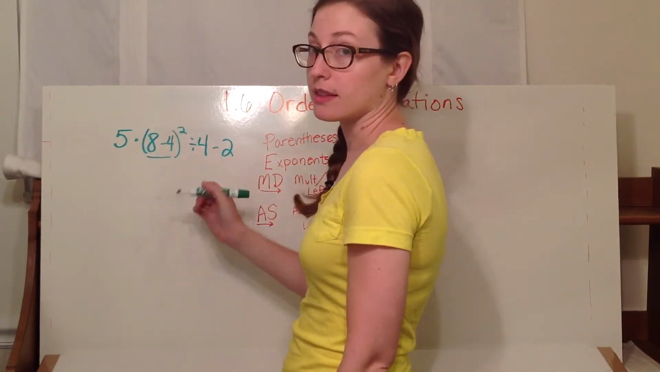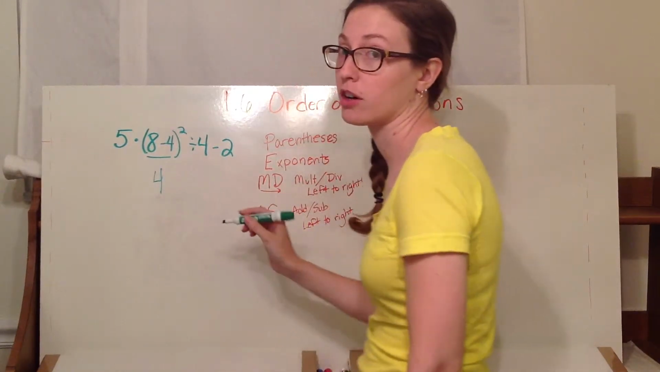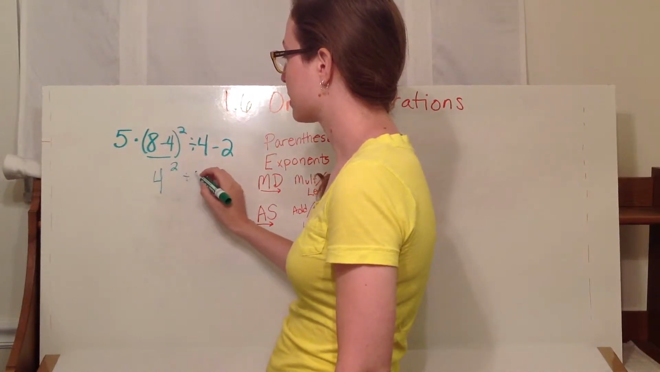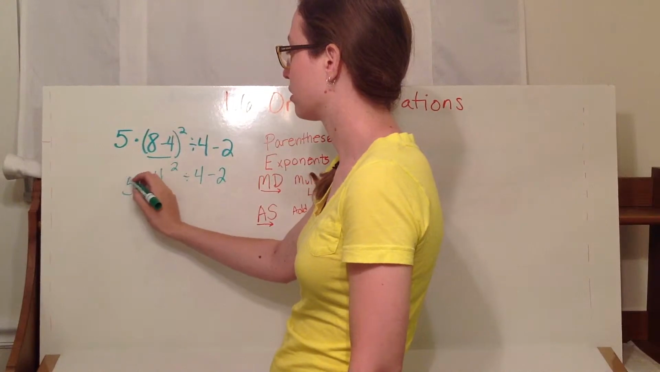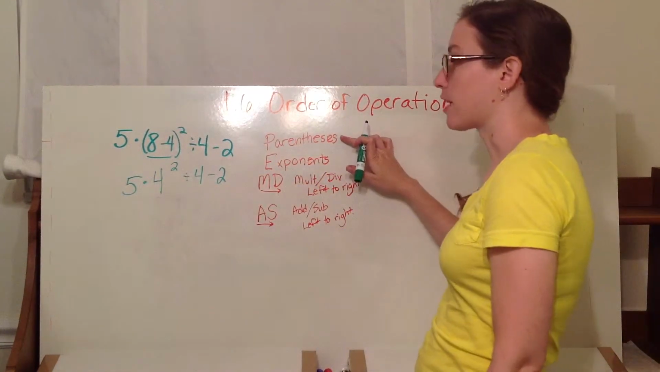8 minus 4, I think this is the same one as we had just before, but that's not too difficult of a problem. So we have that, the squared comes down, everything else comes down exactly the same, okay? So we don't have parentheses anymore.